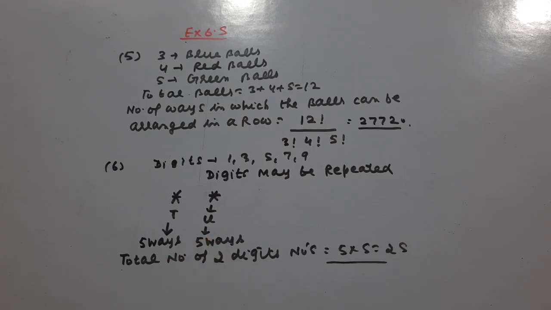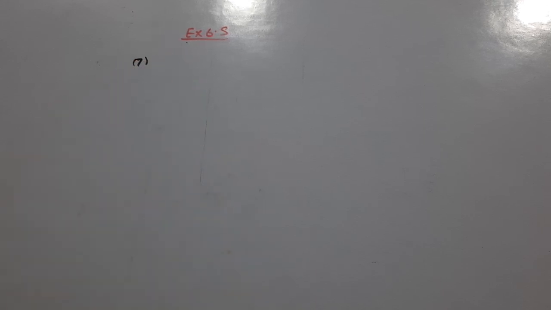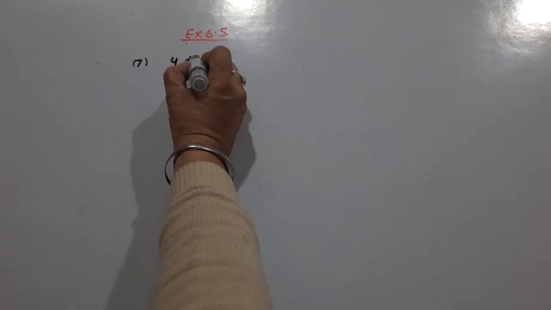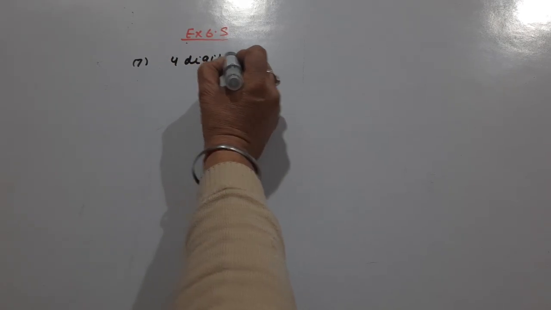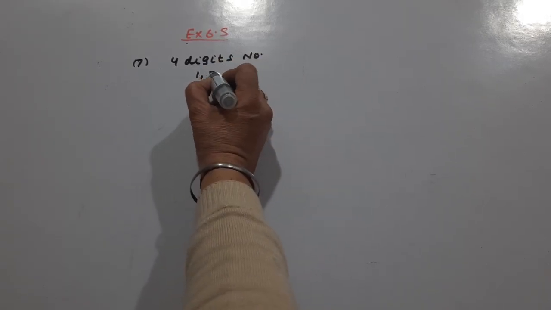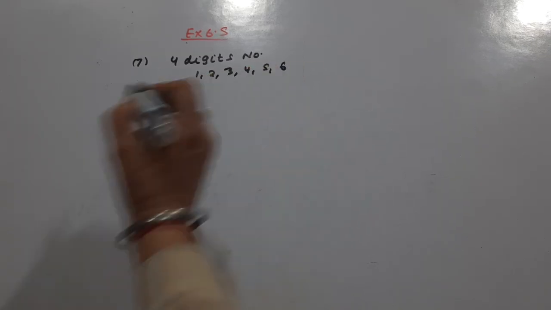So these are the total two-digit numbers with the digits 1, 3, 5, 7, 9 when digits may be repeated, equal to 25. Now the seventh question, how many four-digit numbers can be formed with the digits 1, 2, 3, 4, 5, 6 when a digit may be repeated any number of times in any arrangement. So students, we want to make a four-digit number and digits that are to be used are 1, 2, 3, 4, 5, 6, and digits may repeat.